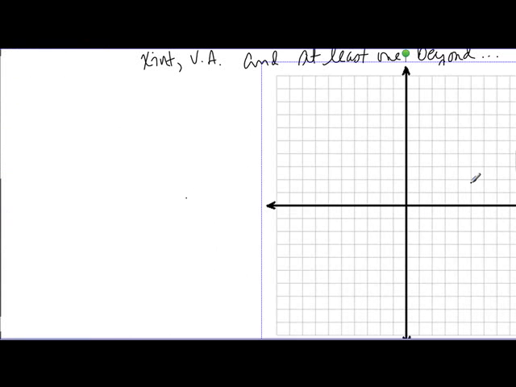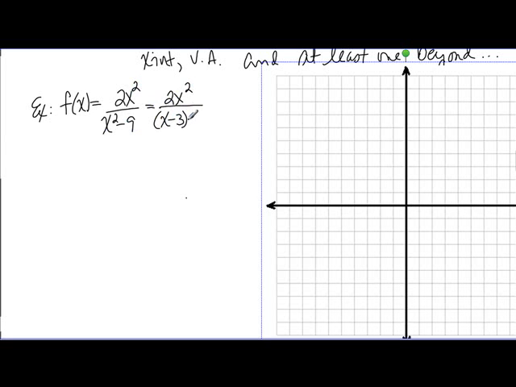Okay. So let's start with f of x equals 2x squared over x squared minus 9. Now I'm going to immediately factor that denominator because that's going to make what I need to do a little bit later just a little easier. So step 1, I'm going to plug 0 into that function. If you plug in 0, you're going to end up with 0. So the y-intercept is 0.